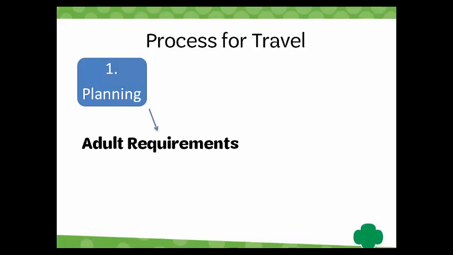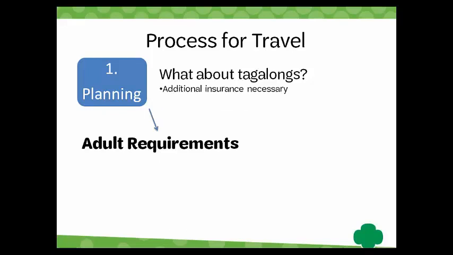A couple more things with adult requirements, because when we talk about ratios, we always want to discuss tag-alongs. So what about tag-alongs? Well, it's quite simple. A tag-along is defined as any individual, whether that's a child or adult, who's not a registered Girl Scout member. They potentially pose a liability because they're not covered under the Girl Scout accident activity insurance that all members are. So if your trip does have tag-alongs, that's great, that's fine. You will need to purchase additional insurance to cover them.